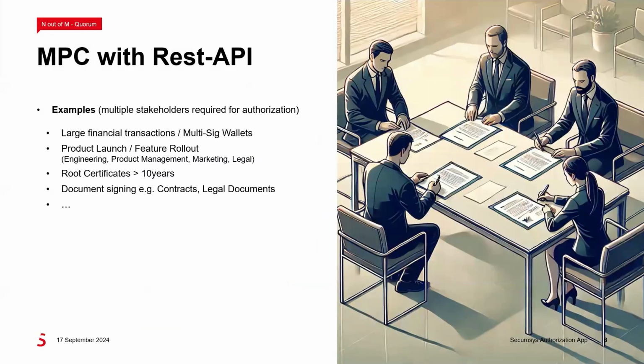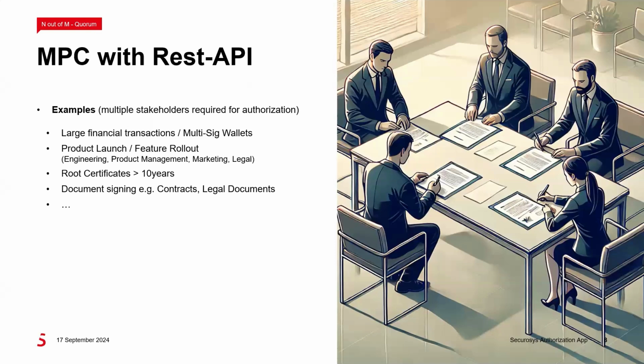But first, before we introduce the mobile application, we have to understand why we even need a mobile application in combination with the REST API. The use case for the REST API in combination with MPC, multi-party computation, is when multiple stakeholders across the globe in different departments have to come together to sign certain challenges. These challenges just provide a signature, and if all of these signatures come together, the transaction can actually be signed off. Examples are large financial transactions, most of the time more than 100K, or multi-signature wallets, such as those experienced in the blockchain for hot and cold wallets.